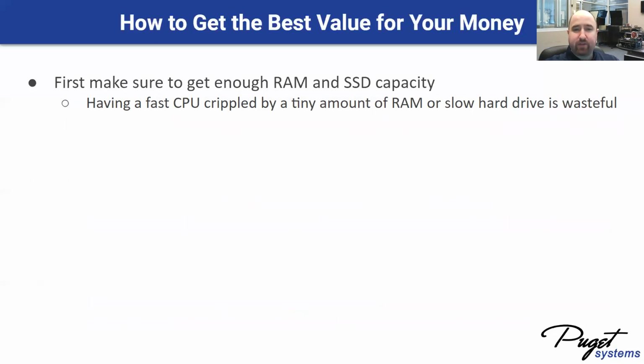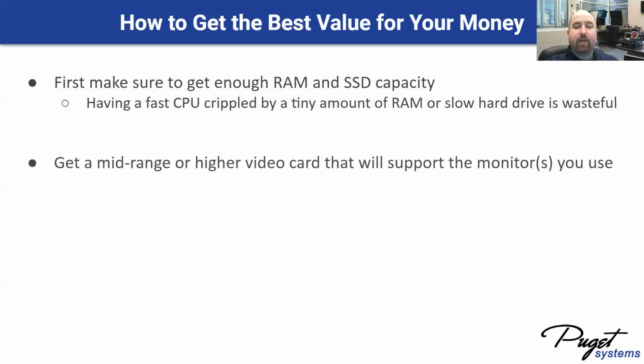And then specifically the order I tend to recommend going in is, first, make sure you get enough RAM and SSD capacity. If you don't have enough RAM, the fastest CPU in the world is going to end up being crippled by 16 gigs of RAM when it's processing a big project, for example. So you want to make sure you have enough of that first. Then get a mid-range or higher video card, something that'll support the number of monitors you're using. Again, it doesn't have to be crazy high-end. There's plenty of GeForce cards in the $200, $300, $400 range that would work great.